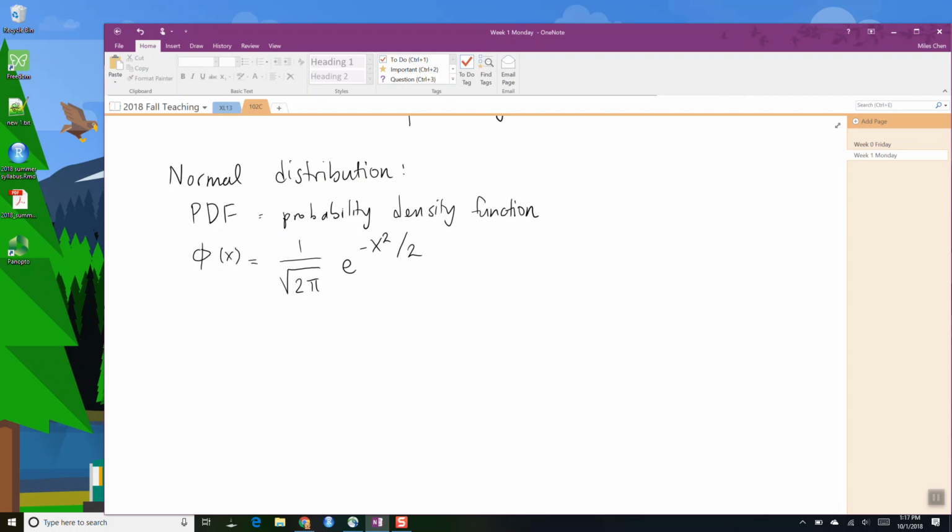And what's the other one? It always has to be positive. You can't have any negative values in your PDF function. So there's only 2 rules, right? The area under the curve has to be 1, and no negative values.